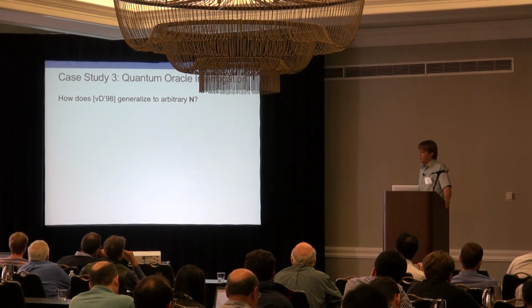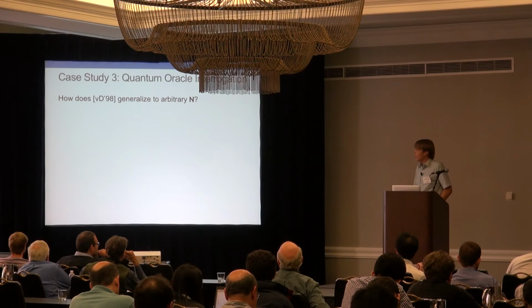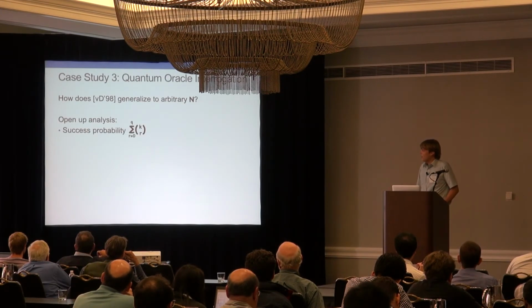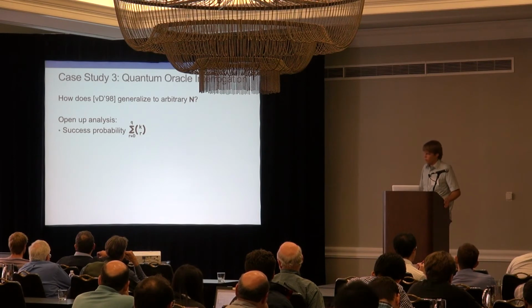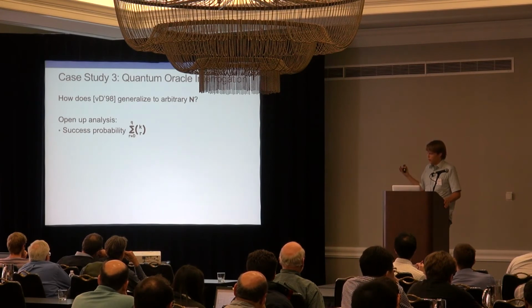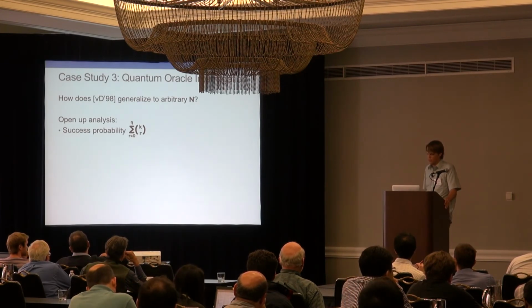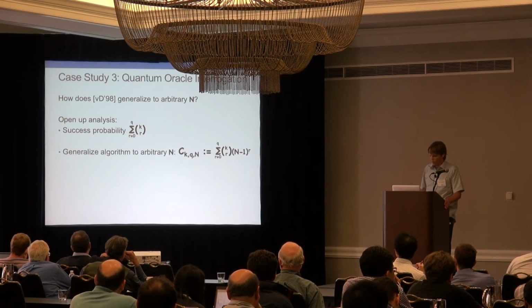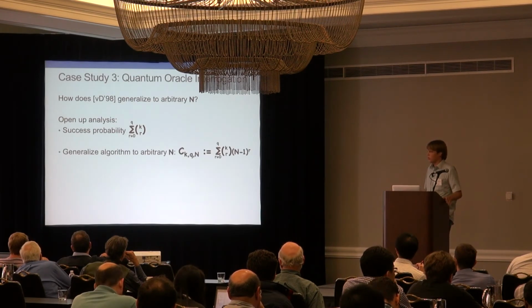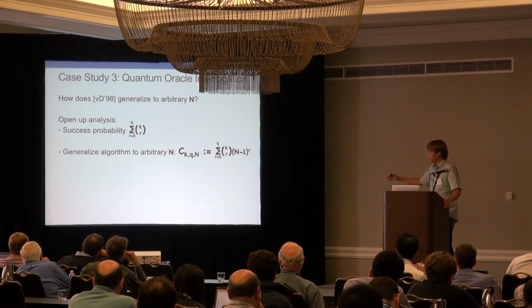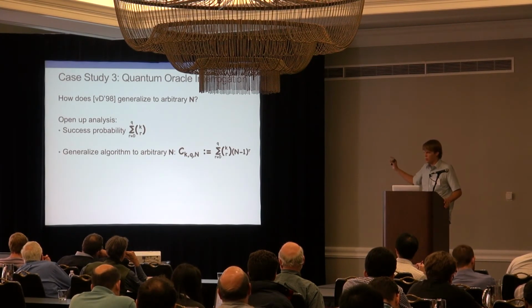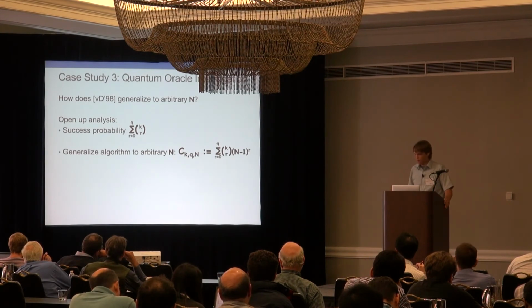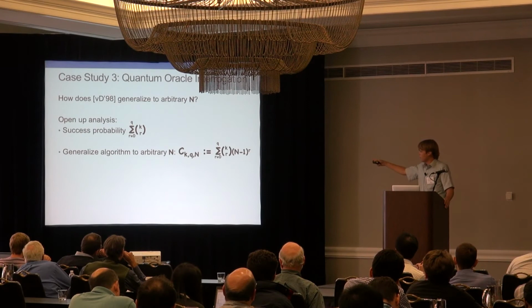Okay, so the starting point is to see how the Van Dam result generalizes to arbitrary range sizes n. If you open up the analysis, you see that the success probability in the algorithm for the n equals 2 case is this funny sum of binomials. It naturally generalizes to arbitrary n, and you get this expression where it's the sum of binomials plus a power times a power of n minus 1. And if we set n equals 2, we recover the original probability.